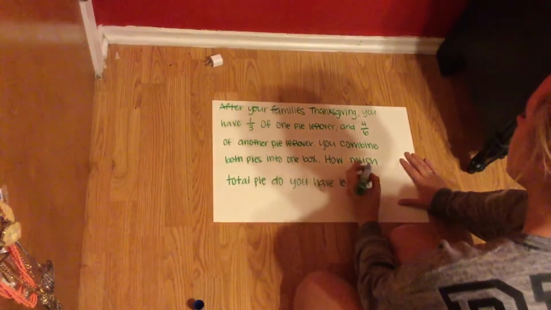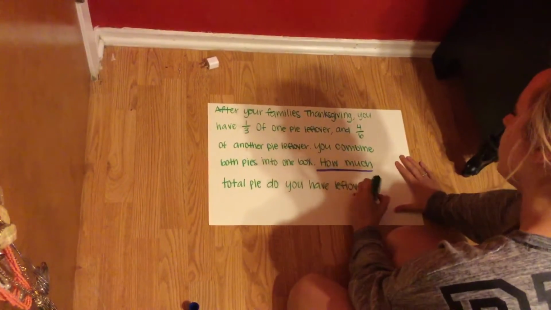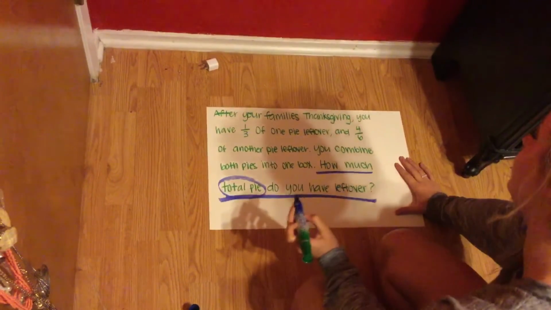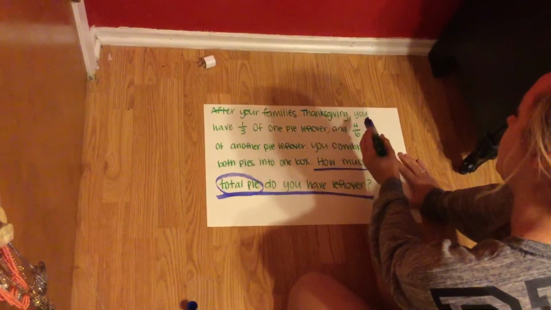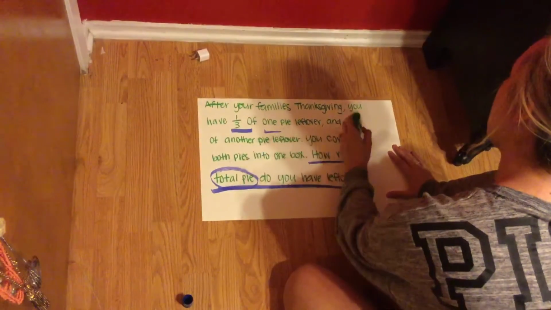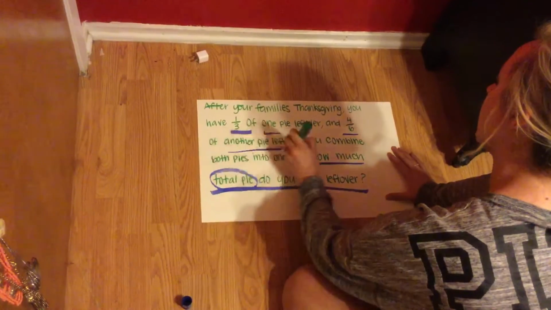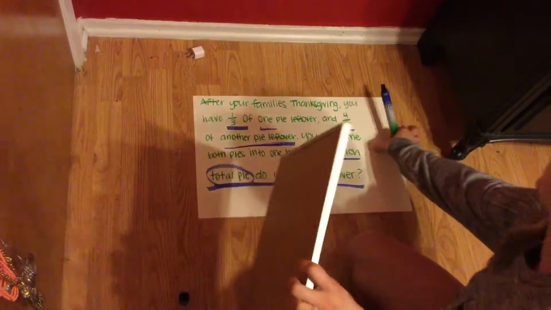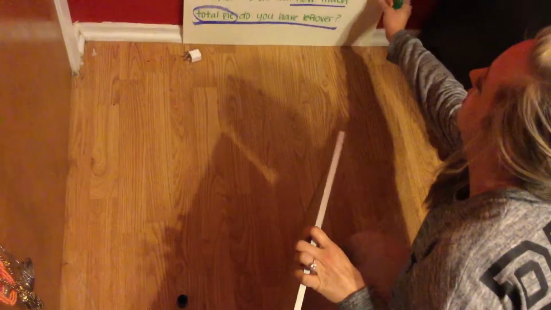Okay, so the question says, how much total pie do you have left over? So you're looking for the total pie. And it tells you in the question, you have 1/3 of the first pie and 4/6 of another pie left over. So since you're looking for the total, you know that you're going to add the two together.